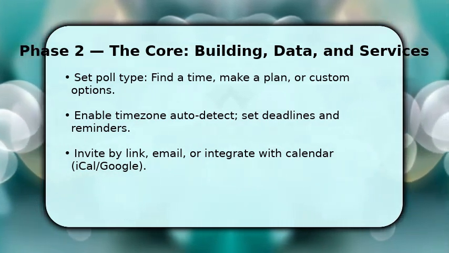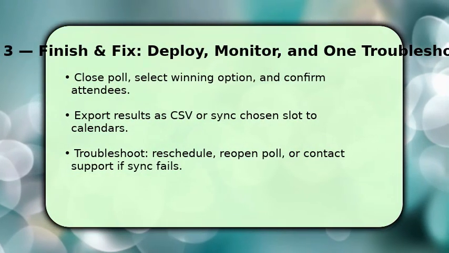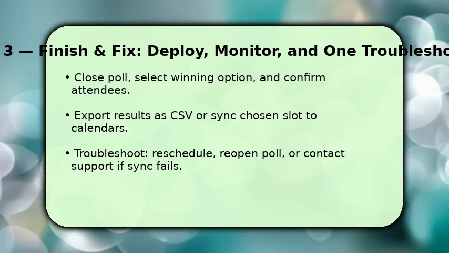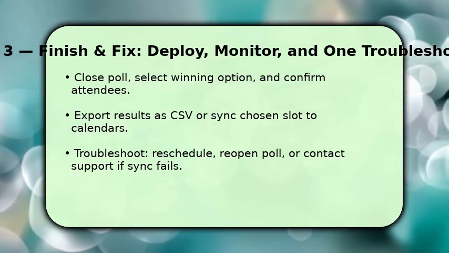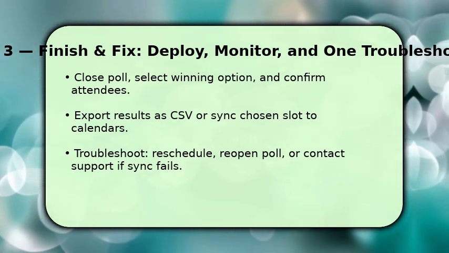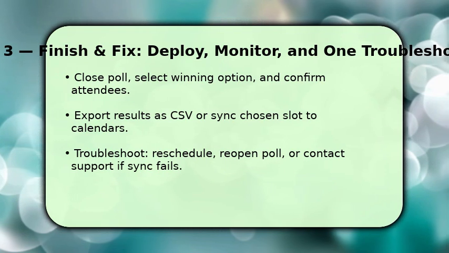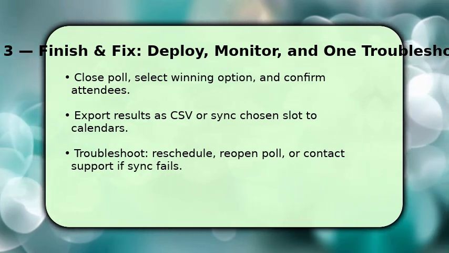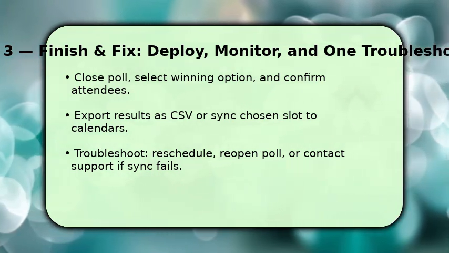To finish, close the poll when responses are sufficient and choose the winning time or option. Notify participants and confirm attendees. Once confirmed, send calendar invites and export results as CSV for records. If you need to change plans, reopen or duplicate the poll to create a new round quickly.